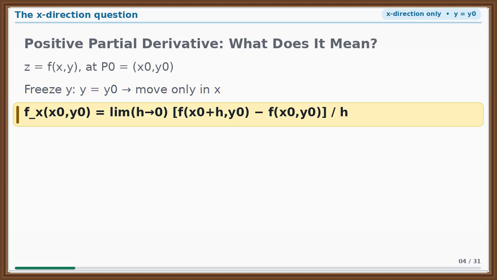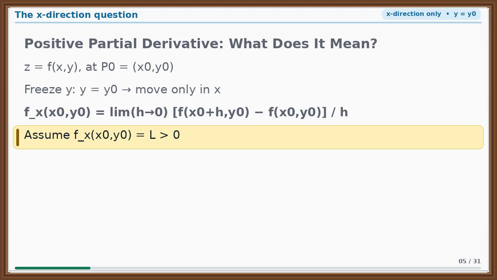Now write the definition. The x partial derivative at x0, y0 is the limit, as h tends to 0, of f at x0 plus h, y0 minus f at x0, y0, all divided by h. The numerator is the change in height, h is the change in x.